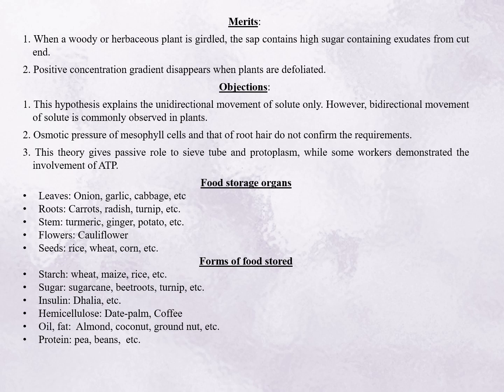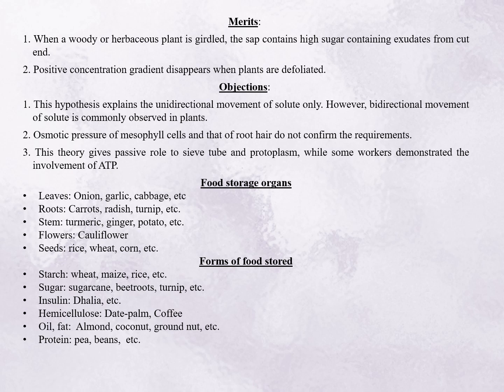This experiment, or this proposed mechanism, has merits and some demerits, or some objections, that we faced. Let me see what they are. The merits are that when a woody or herbaceous plant is girdled, the sap containing higher sugar will exude from the cut ends, and the positive concentration gradient disappears when the plant is defoliated.